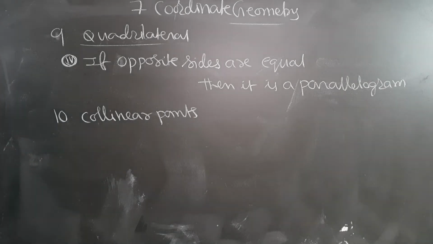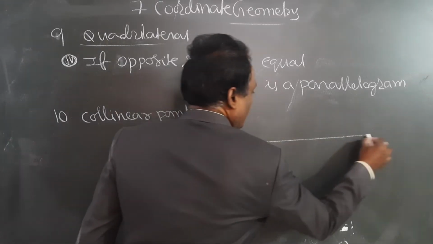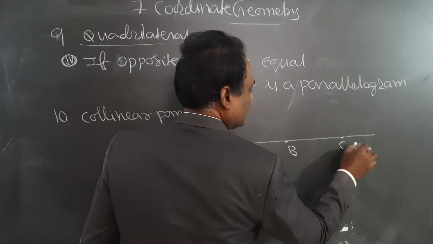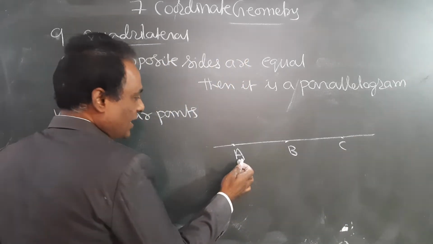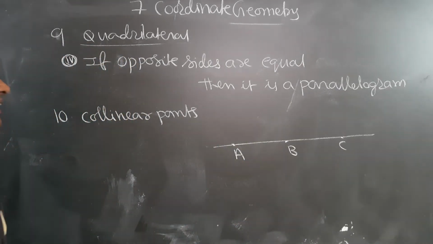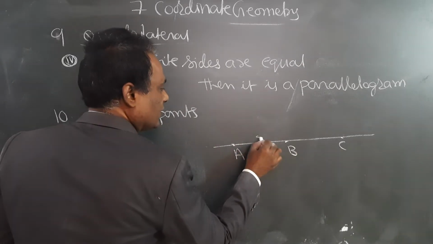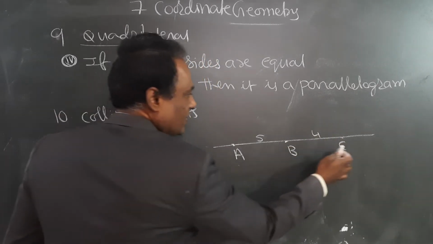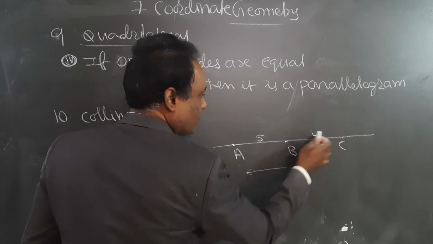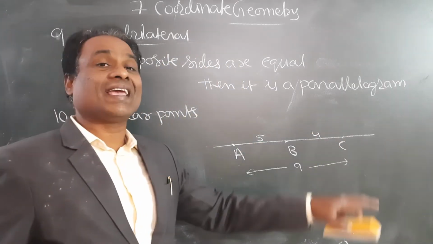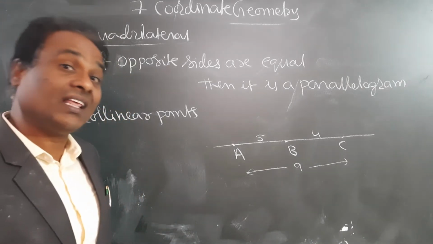Next, students. See here. Suppose 3 points are collinear. We have the coordinates of these points; point means definitely coordinates will be given. Suppose we find the AB distance as 5 and BC distance as 4. Then what will be the AC distance? 5 plus 4, 9. This is the condition for the points to lie on the same line. Collinear means lying on the same line.